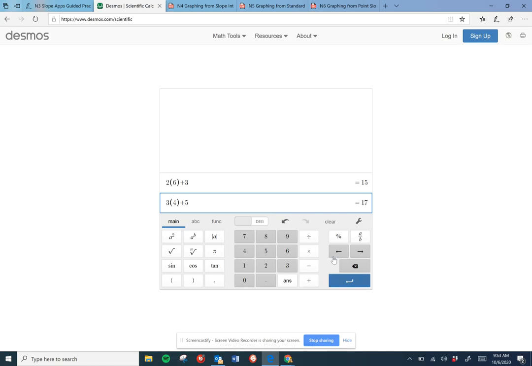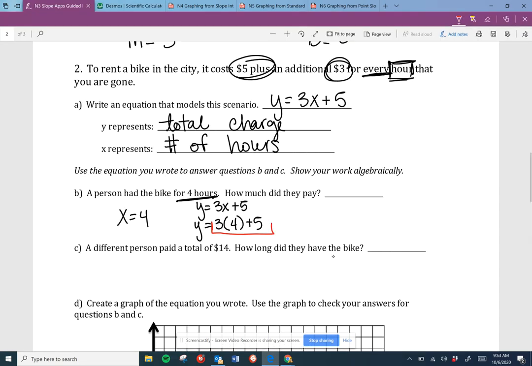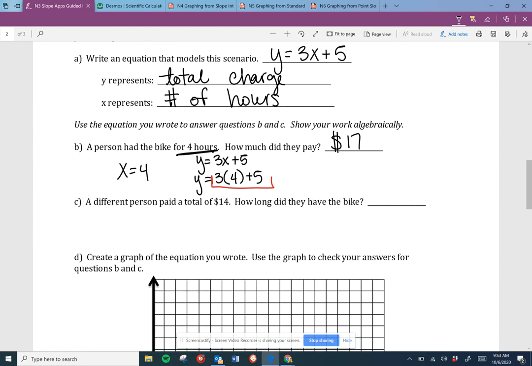Okay, a different person paid a total of $14. So the total, don't forget, is the y value. So the y in that case is going to equal 14. How long would they have had the bike? So we're still going to start off with our equation, y equals 3x plus 5, right? But now I'm going to substitute my 14 in.